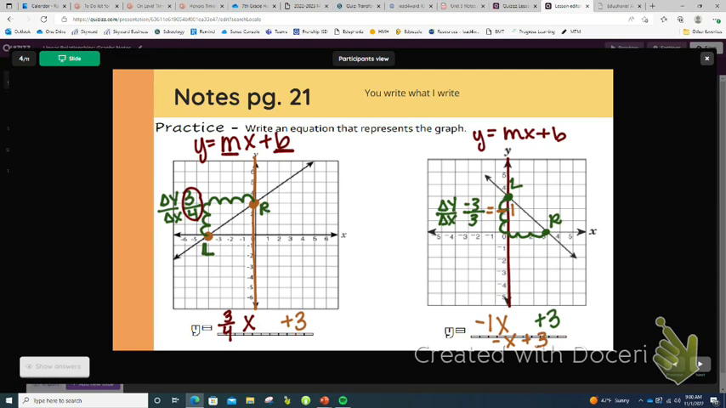So we're identifying where the line crosses the y-axis for our b number, and then we are finding how much the y changes and the x changes for the slope.